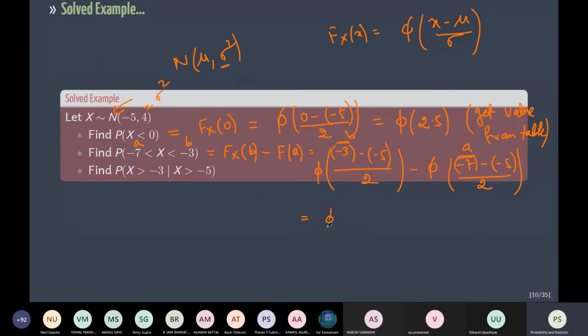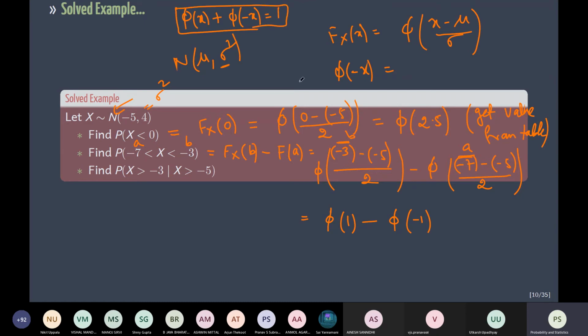A further simplification could be Phi of 1 minus Phi of -1. What is Phi of -1? Do you recall what Phi of -x was in terms of Phi of x? Let me know in the chat. Phi of -x in terms of x. Okay, 1 minus Phi of x, Mehul, yeah, as always very fast. In other words, Phi of x plus Phi of -x is 1. This is something you should always remember.